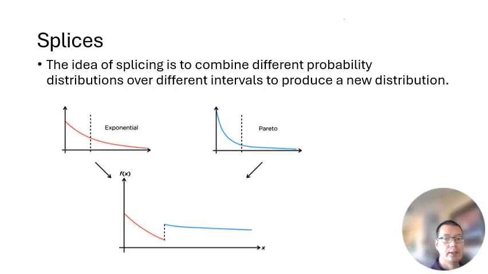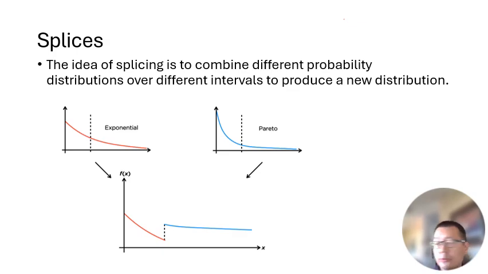The next concept we are going to talk about is splicing. The idea of splicing is to combine different probability distributions over different intervals to produce a new distribution. Splicing is different from a mixture in that with a splice you have two probability distributions, but each applies to a certain interval. They do not overlap. With a mixture, both distributions apply to the whole interval, and you are just taking the weighted average of the two. So those are the differences.